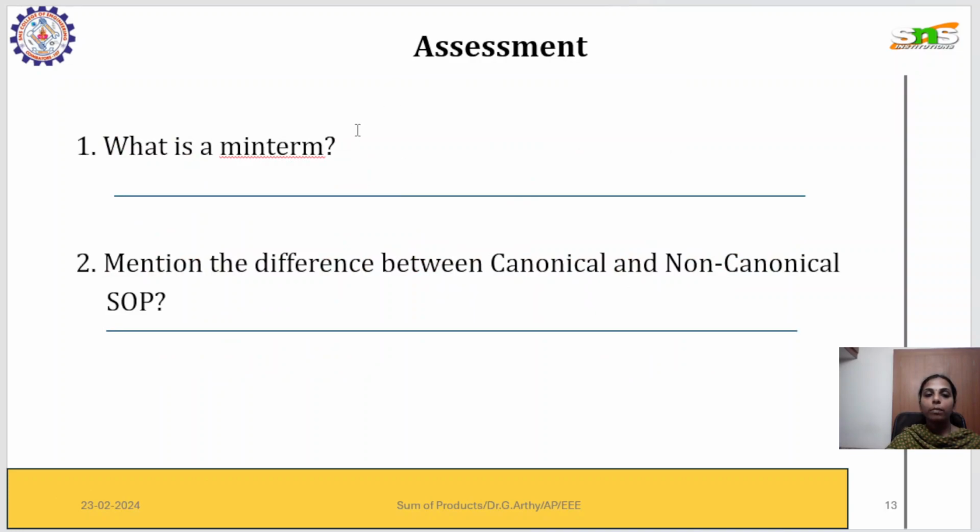This is for your assessment. What is meant by a min-term? Mention the difference between canonical and non-canonical SOP.